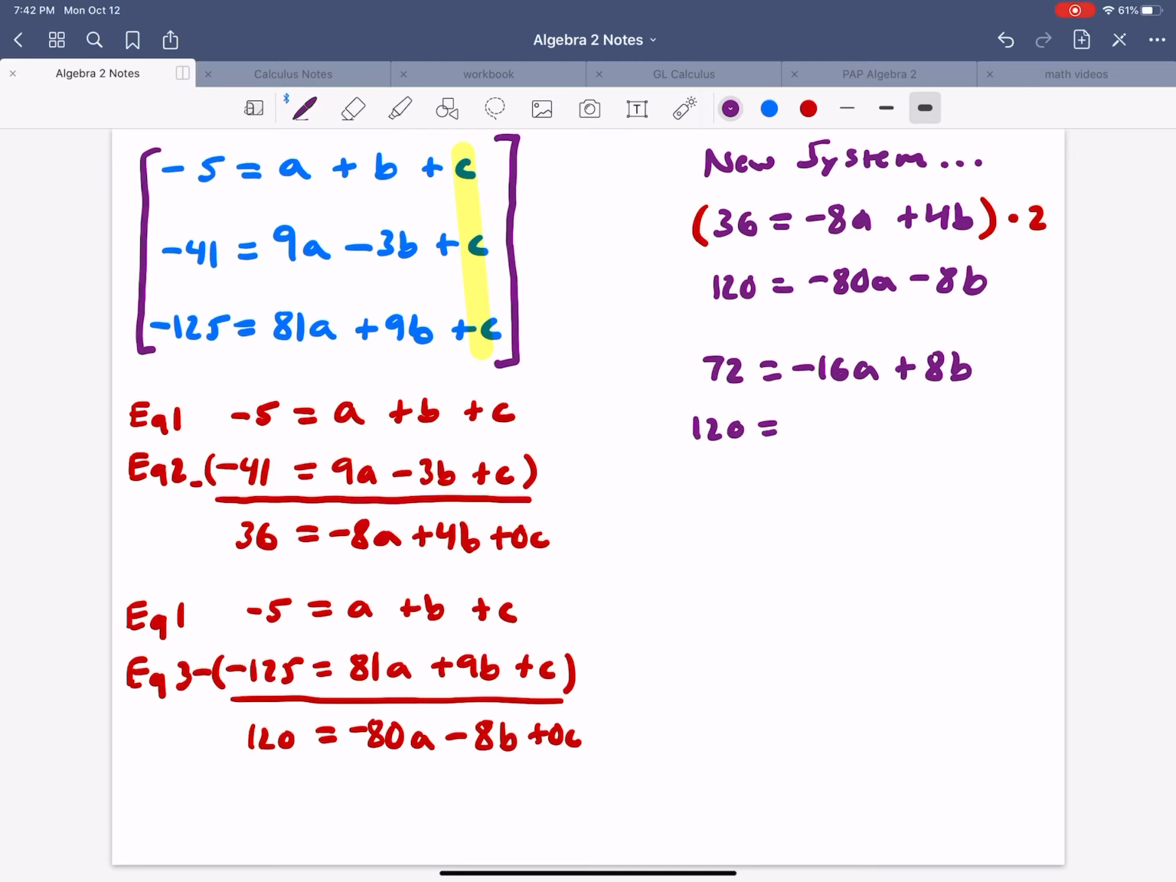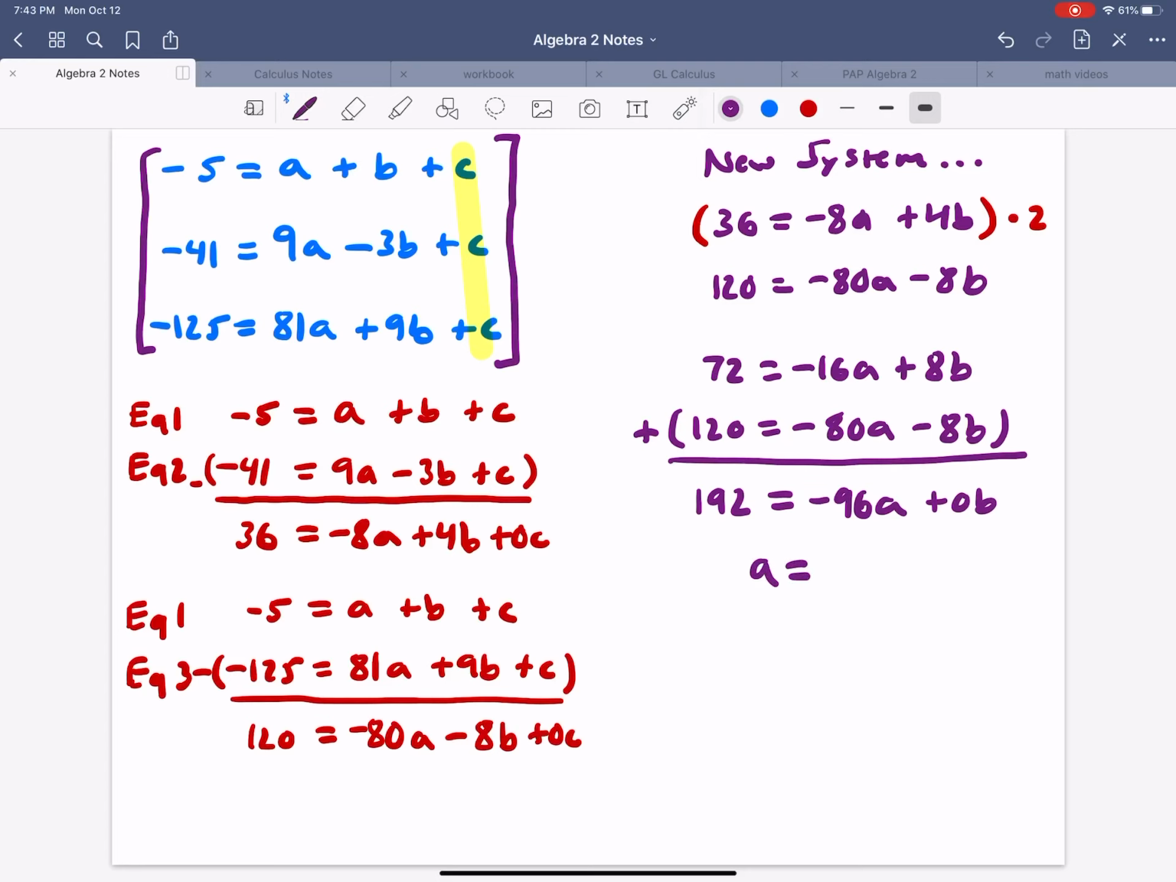And then I'm simply going to take that second equation. I don't have to multiply that by anything, and I get my B's to line up. Now, do you want to add or subtract? If our goal is to get 0B, we're going to add. So 120 plus 72 gives us 192. And then I have negative 16 plus negative 80, which gives me negative 96A, plus 0B. That was the goal. So to solve for A, we divide both sides by negative 96, and we end up getting negative 2.